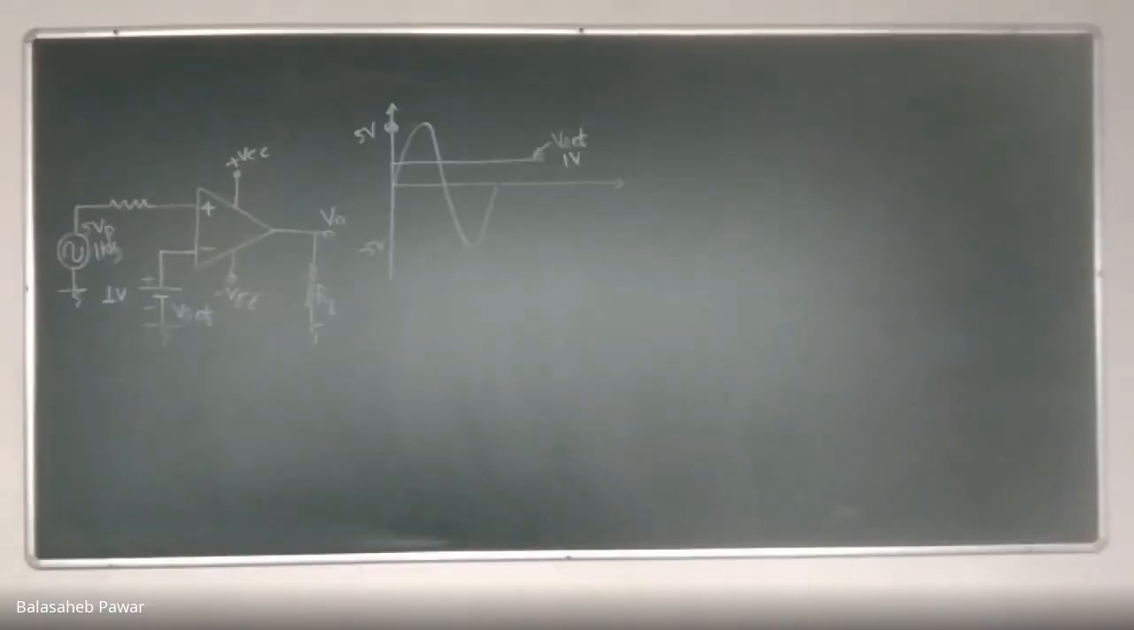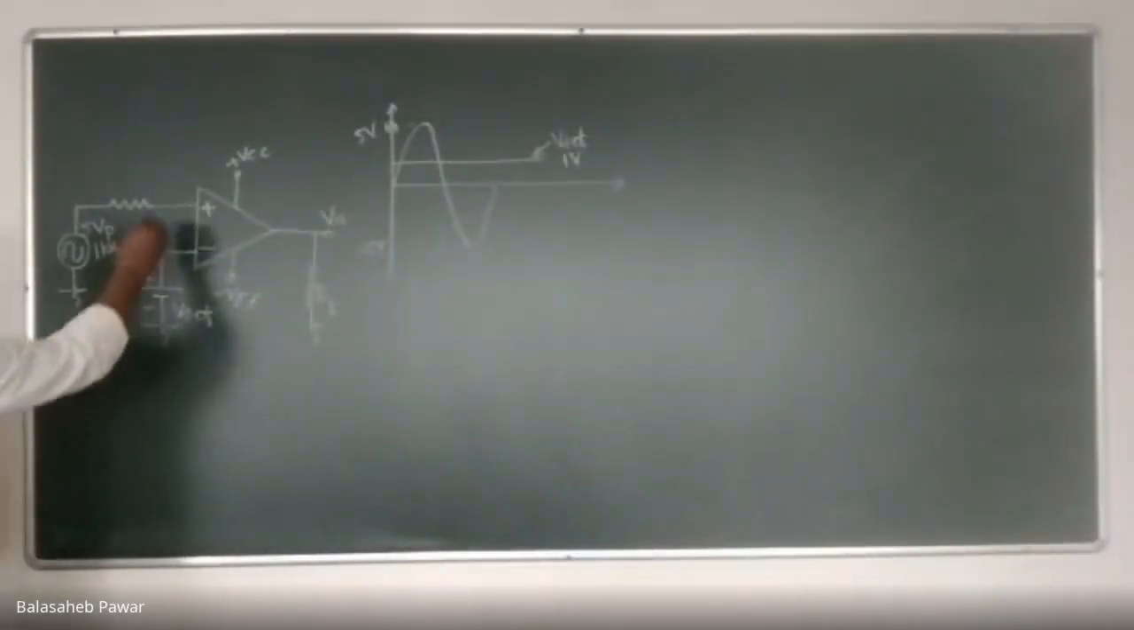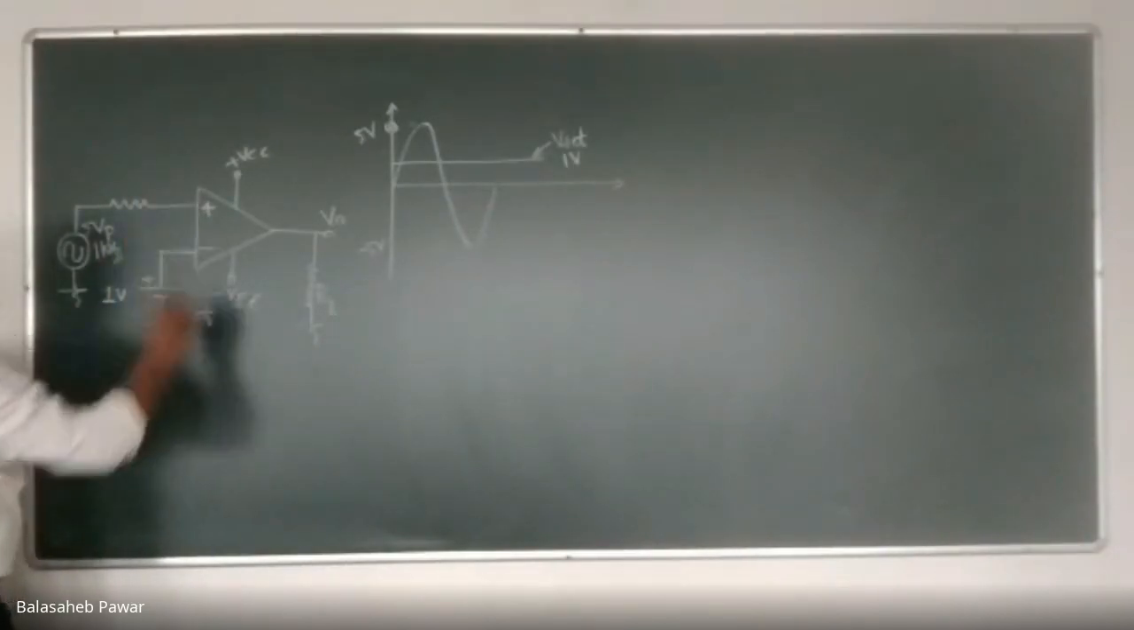Yes. So we are considering two signals. One is known as the reference signal, a DC voltage source, which I consider here as 1 volt, and another one is a sine wave of 5 volt peak. Correct? That 5 volt peak is connected to the non-inverting terminal of the op-amp, and the reference voltage is connected to the inverting terminal.